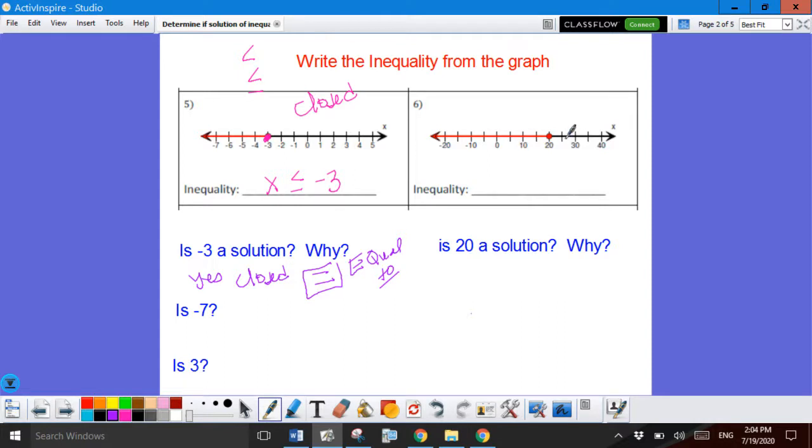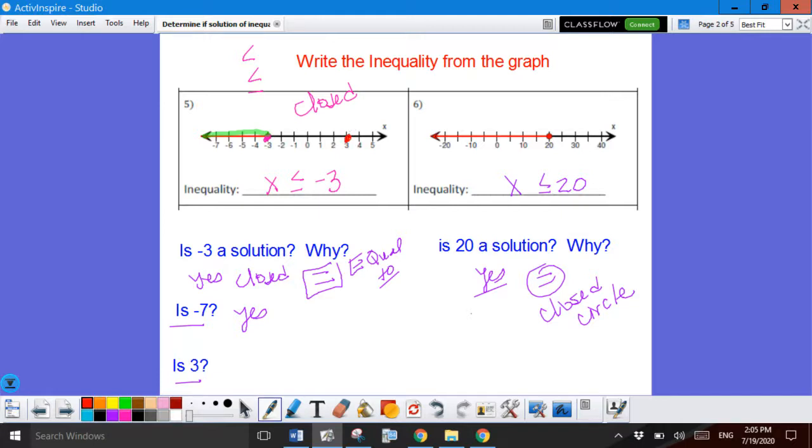Let's do the same thing over here on this 20. I have x is less than or equal to 20. This one would also be a solution, okay? Because of the equal to. It is a closed circle. That determines whether or not the 20 is included. Now, is -7 a solution? Yes. -7 is a solution because my solutions are over here. So that means -7 is actually smaller than -3. So that works.